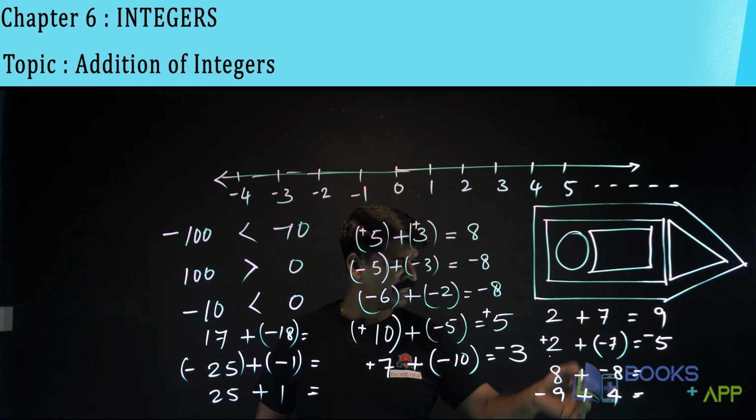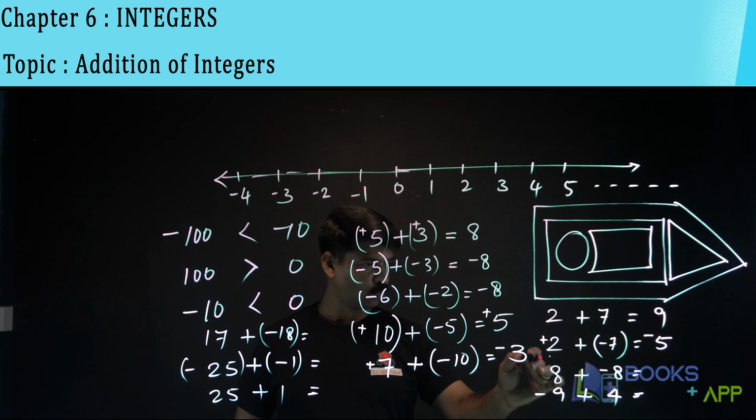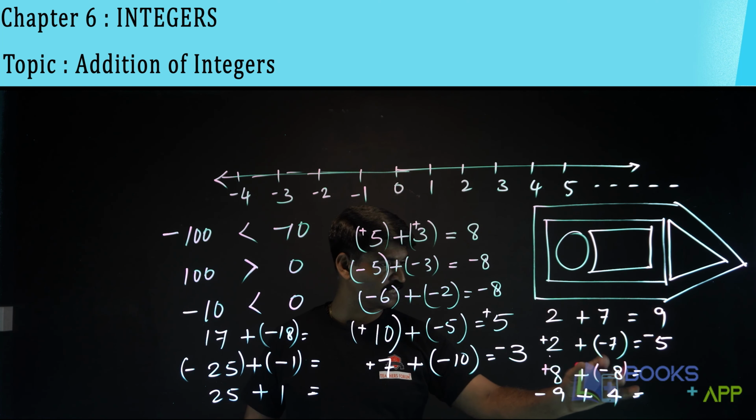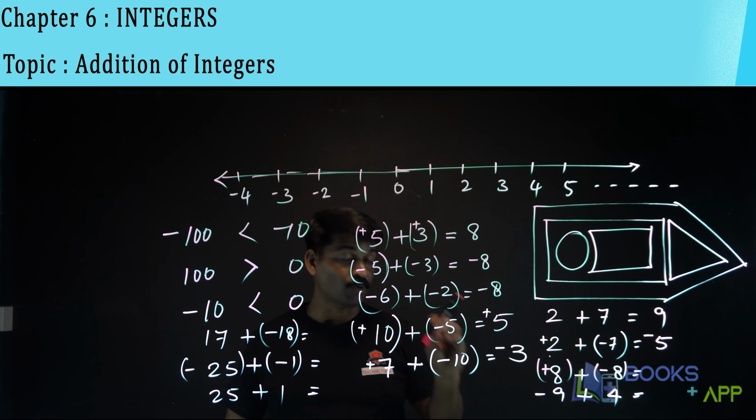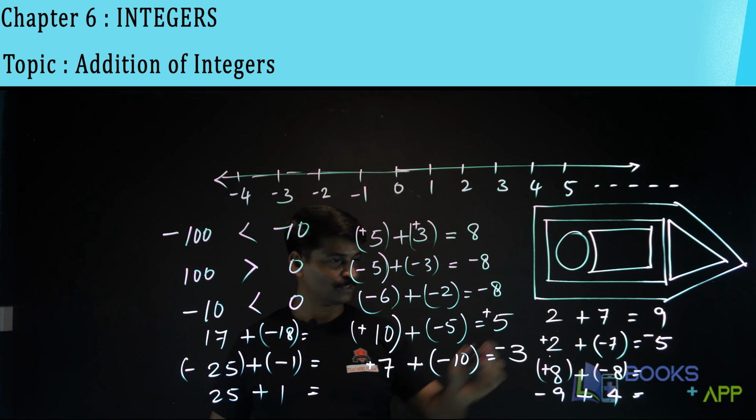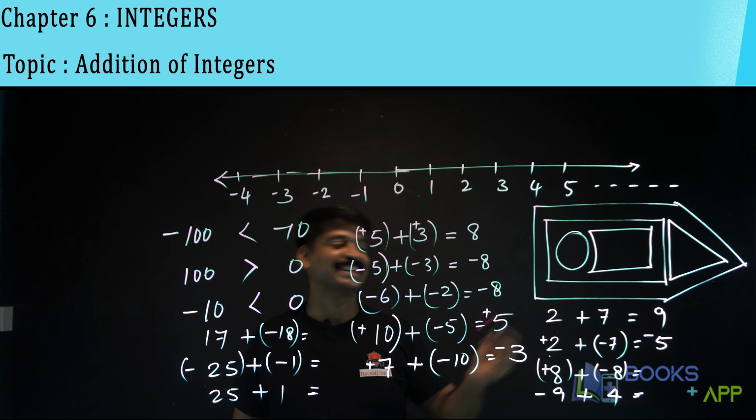What is 8 plus minus 8? One is a positive number, another one is a negative number. What you have to do? You should subtract the smaller number from the greater number. So 8 minus 8, what is the answer? 0.